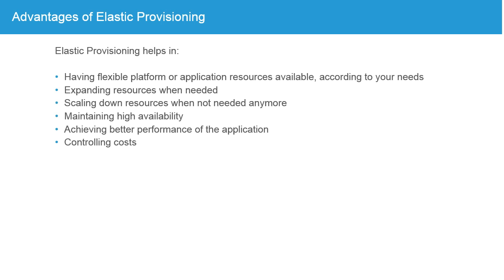Elastic provisioning can bring a lot of benefits to your business once you're invested in the cloud. It gives you the ability to have flexible resources for your platforms or your application available according to your needs on even a moment-by-moment or day-by-day basis. Expanding resources when they're needed and scaling down those resources when they're not needed anymore. Elastic provisioning can also be a way to help maintain high availability or redundant systems at a good price. Can also sometimes help achieve better performance of the application and can give you ways to control cost that you just don't have in a fixed size environment.